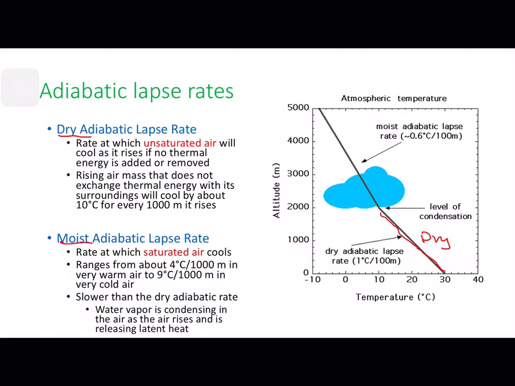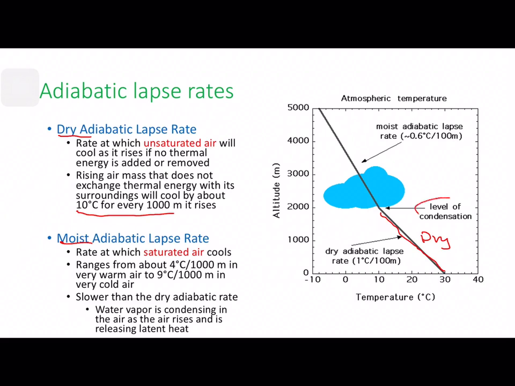So it's unsaturated, the air could still hold more and more water. It cools as it rises, we just looked at that. And it cools at a rate of 10 degrees every 1,000 meters. So that's right, 10 degrees every 1,000 meters. So it's a rate, it's constant. So it goes up doing that until it hits the moist adiabatic lapse rate.